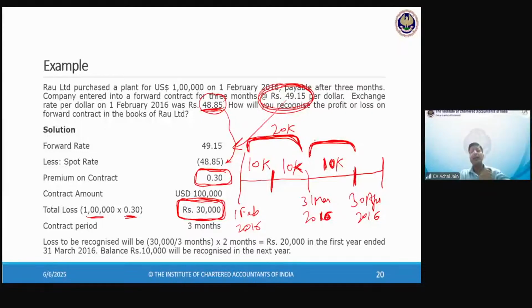Clear on the accounting requirement? Everyone clear on this? Yes, quickly. Any questions on this? Simple, easy to do. Anil is asking, sir, premium. So for the speculative one, we'll talk about that. So the next one will pick up the speculative one only. Okay. Clear? All right. So now the next one.